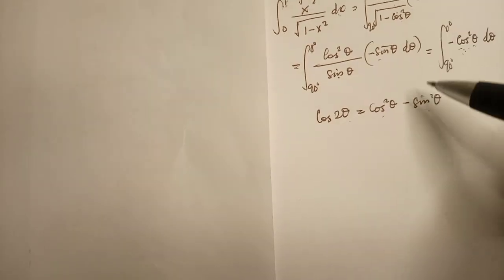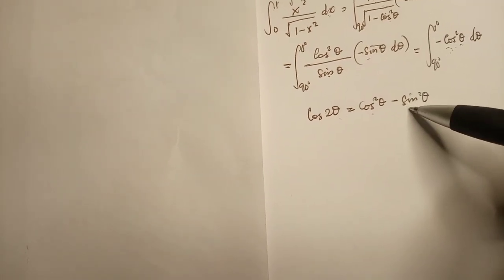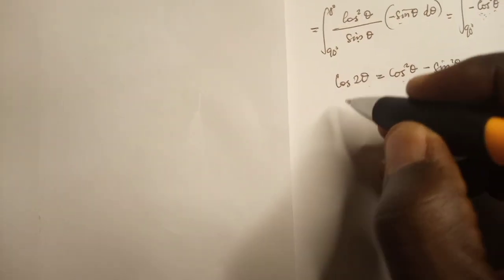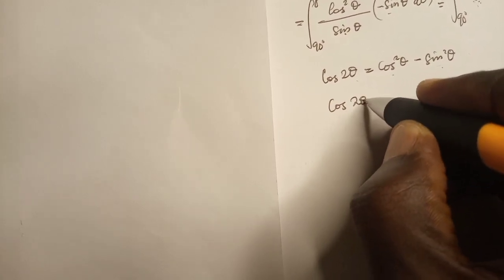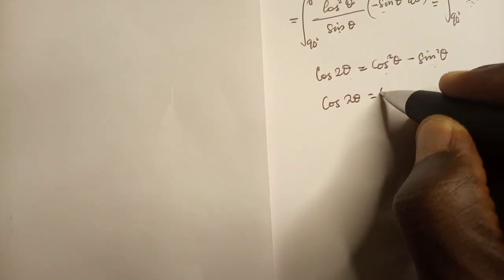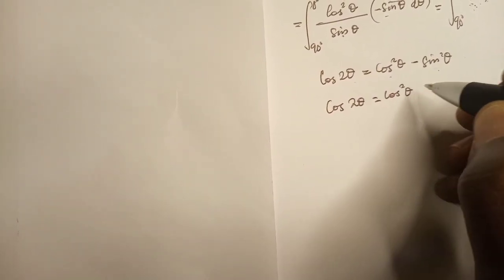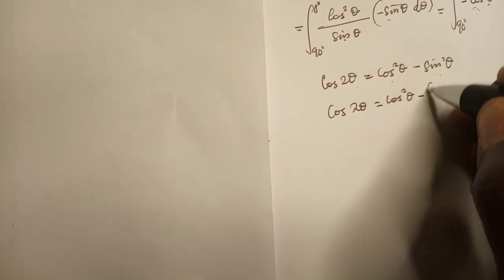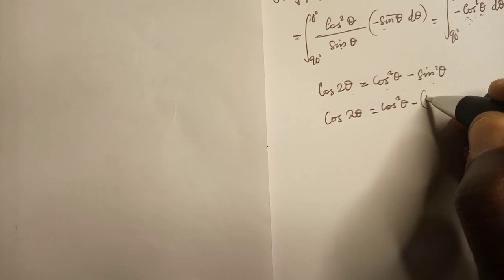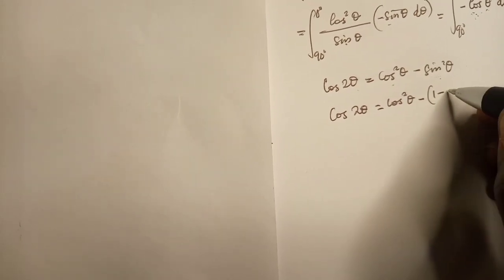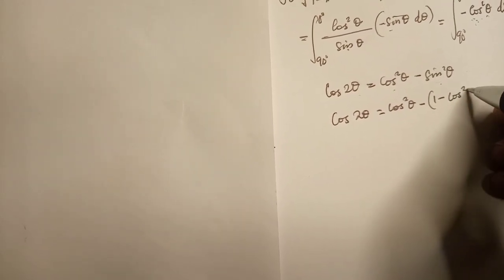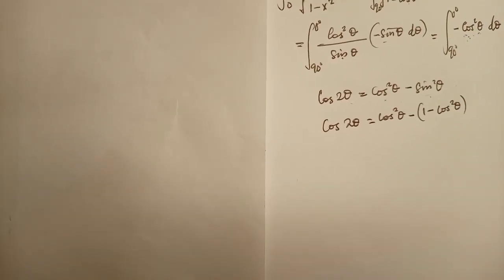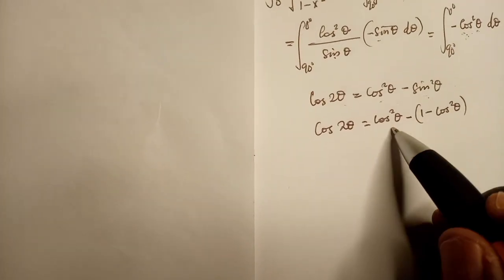So we know that sine square theta is the same thing as, so we have cos 2 theta equals cos square theta minus, here, this will be 1 minus cos square theta. So you have something like this, and you can further break this one down.